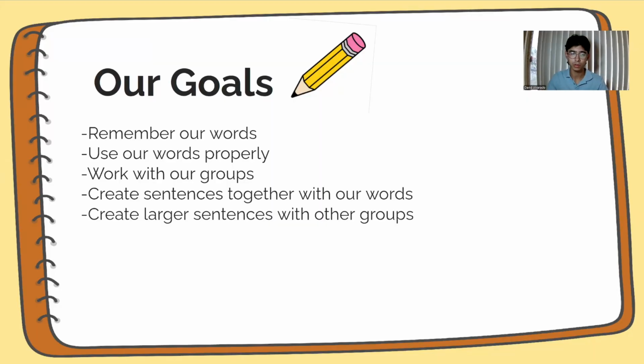We are going to work in our groups. So we have groups of three, and each one of us is going to have our own specific responsibility in the sentences that we're going to create. We're going to create the sentences together with the words that we all individually have. And then later on, we're going to get into bigger groups and use all of our words to create even bigger sentences.